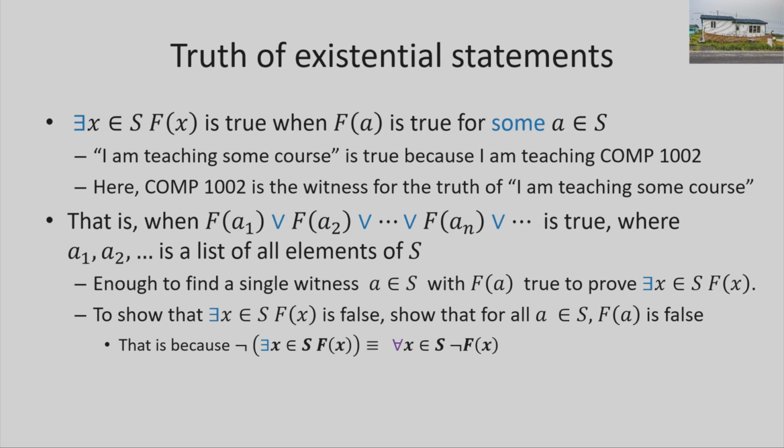Showing that an existentially quantified statement is false, however, is a lot harder because you will need to show a universal statement. Now we are going backward. We will need to show that no matter what element of S you pick, F will not be true on that element.